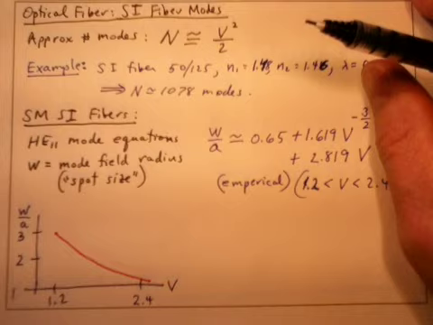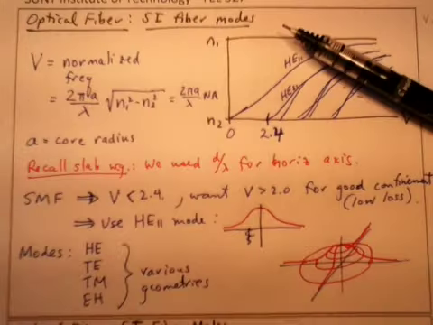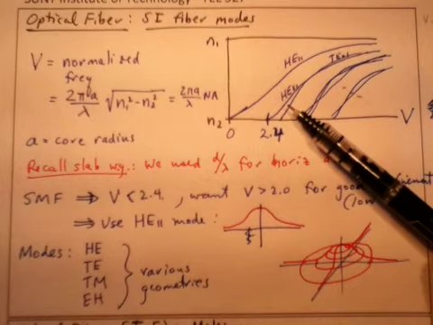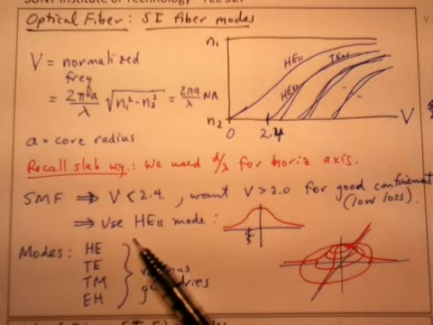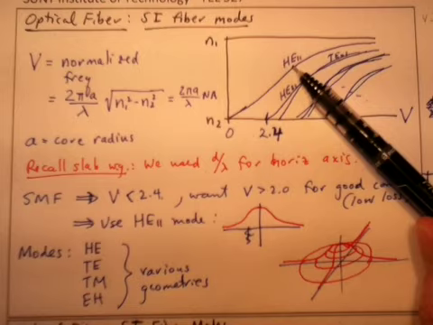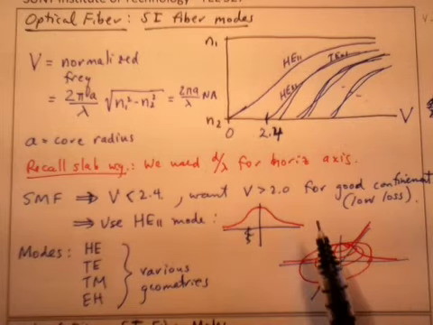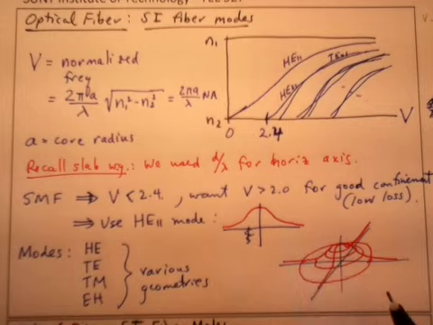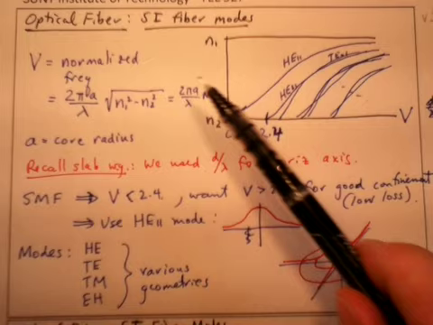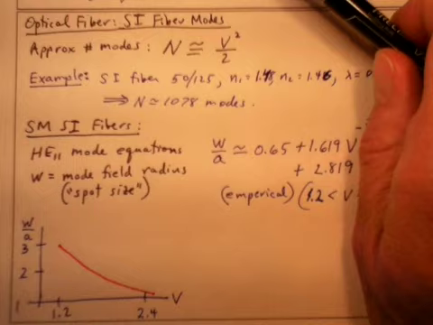And so in the previous video we saw the mode diagram for step index fibers. It's kind of complicated with all the different modes and all the different geometries. However, generally we're interested in this lowest order HE11 mode. And it has more or less Gaussian profile and exists for V values, or normalized frequency values, of less than 2.4. So there's two things I'm going to do here.